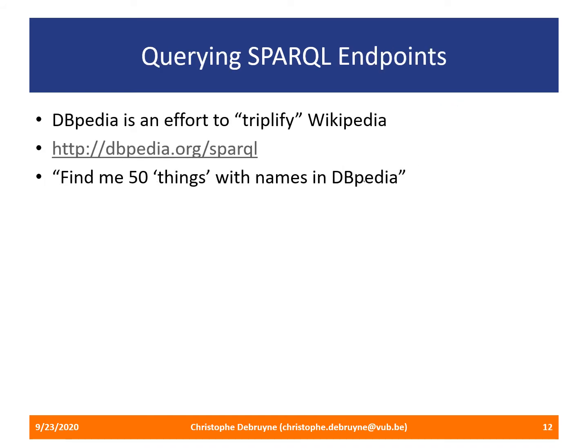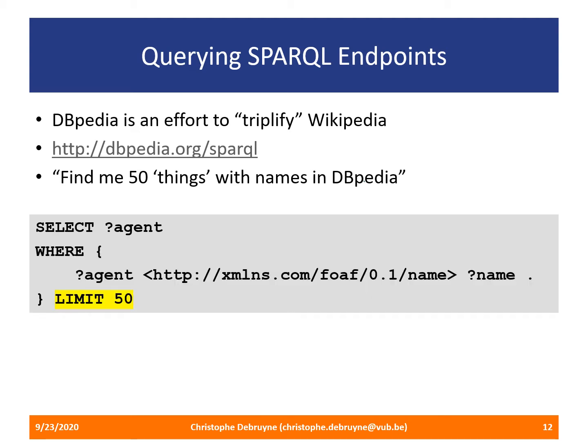Now for a different example. We will use a query that is somewhat similar, but we will fire that query to DBpedia. DBpedia is an effort to, let's say, triplify Wikipedia, and they provide us a SPARQL endpoint. And in this example, we will be looking for 50 things with names in DBpedia. So how do we go about doing this?